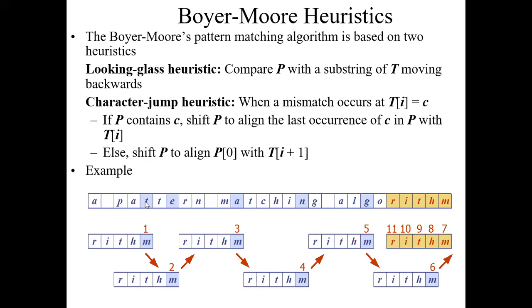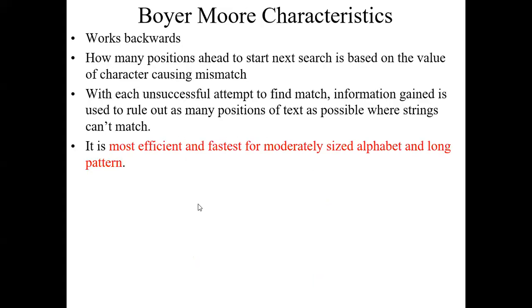So if the mismatch character is there in the pattern, we are aligning those two. If it is not there, then we are completely shifting past that mismatch character. This is the most efficient and fastest way for a moderately sized alphabet and long pattern. So again, this is marked in red. Again, you have to look for the reason, the justification or the analysis for this statement. Why is Moore most efficient or fastest for a moderately sized alphabet size?